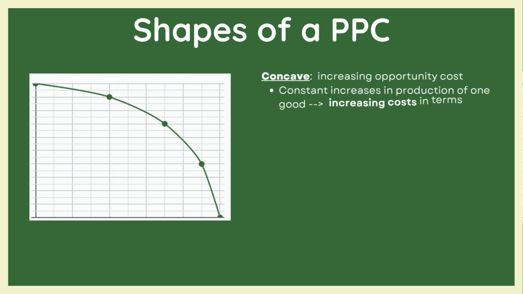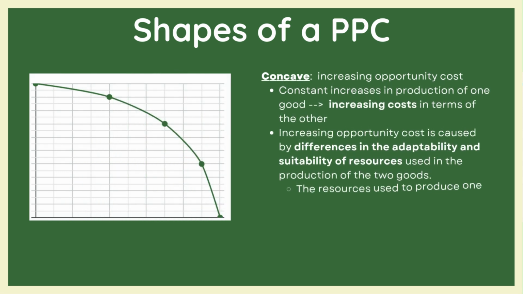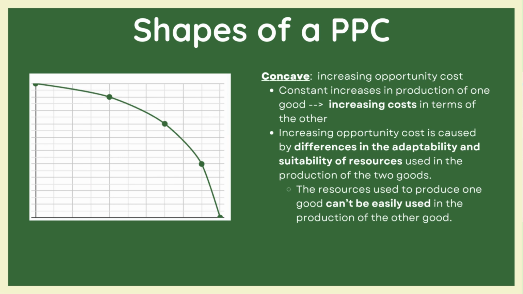The bowed-out or concave curve represents an increasing opportunity cost. Constant increases in the production of one good have increasing costs in terms of the other. Increasing opportunity cost is caused by differences in the adaptability and suitability of resources used in the production of the two goods, or in other words, the resources used to produce one good can't be easily used in the production of the other good. For example, an economy producing cars and potatoes would have a concave PPC curve, since resources used to produce the two goods are completely different.